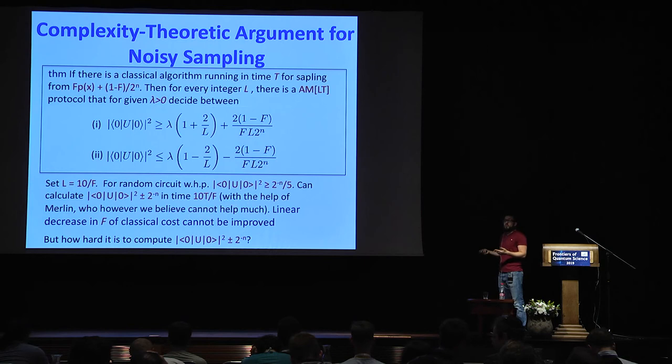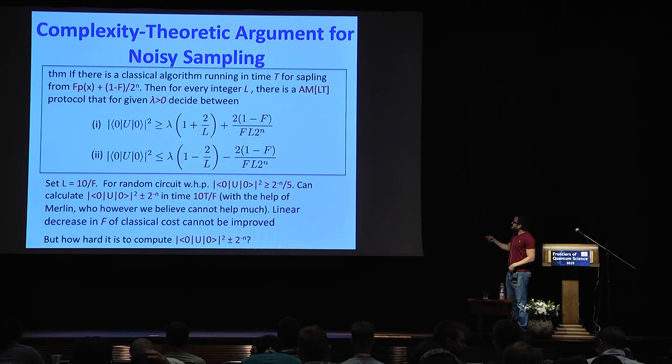So what it is saying is that if you can sample from the noisy distribution, morally you can also compute the transition probability of the ideal circuit in a time which is the time T it takes to sample from the noisy distribution divided by the fidelity.